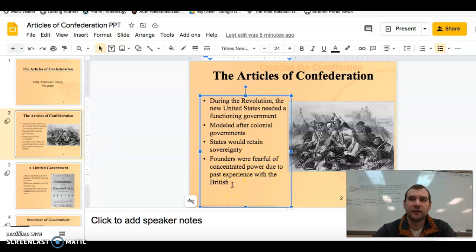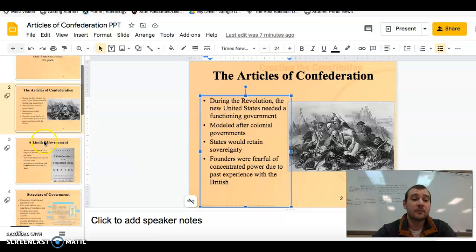So the Articles of Confederation, the big knock on it is that it was too weak. The central government or the national government didn't have enough power to do anything. And that makes sense because, during that time, we just got done fighting a war to make sure we didn't have a strong national government or a king. So it makes sense that we would make them weak. So let's kind of look at that part.